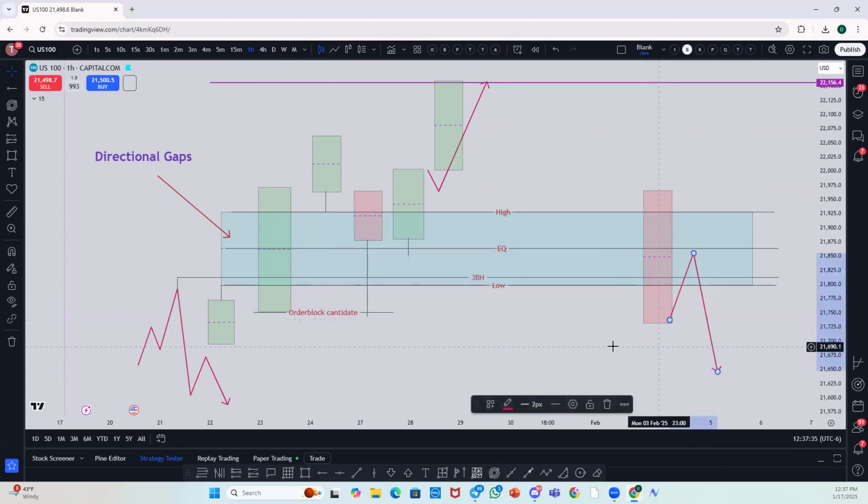So at that point in time, we can look to the key levels associated with that, which is going to be pretty much the same thing. And then we can sell from that range. That's how we read a directional gap.